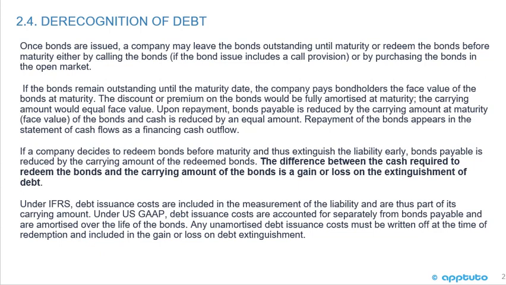before maturity either by calling the bonds, if the bond issue includes a call provision, or by purchasing the bonds in the open market. If the bonds remain outstanding until the maturity date, the company pays bondholders the face value of the bond at maturity. The discount or premium on the bonds would be fully amortized at maturity. The carrying amount would equal the face amount.